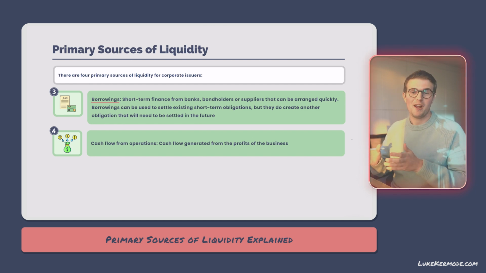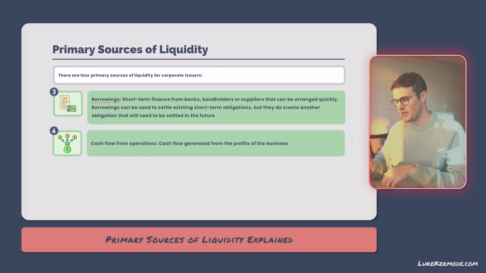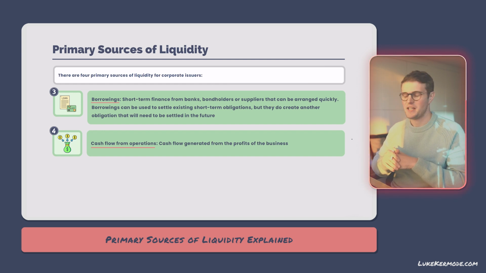And cash flow from operations is likely to be the primary source, the key source of liquidity for large established companies who are profitable, but not so much for early stage unprofitable companies. So if a company is early stage, like a tech driven company, and isn't profitable, it will need to generate liquidity from other sources, so borrowings from banks and suppliers. It can't take cash from its profits because it's not generating any profits.